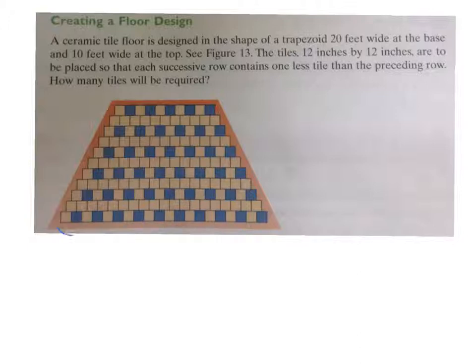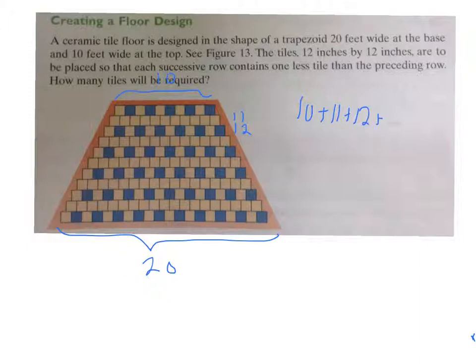on the bottom. So 20 down here, and we have 10 tiles across the top there. Each row has one more than the last: this one has 11, this one has 12. So if I want to add them all up, I'm essentially adding up 10 plus 11 plus 12, all the way to 20. That's just an arithmetic sequence. d is 1, the first term is 10, the last term is 20.